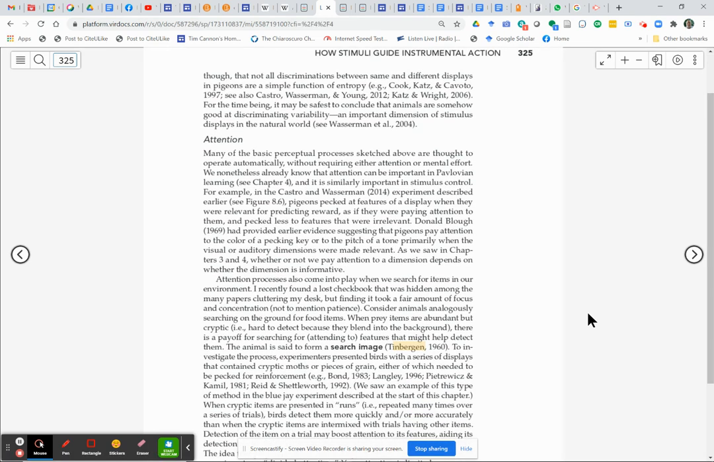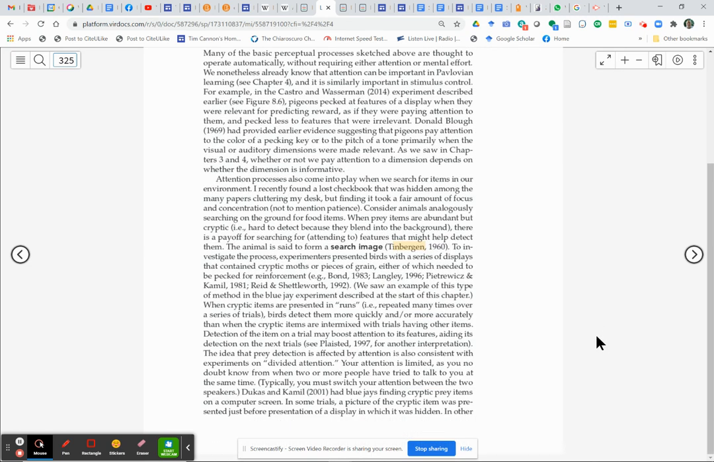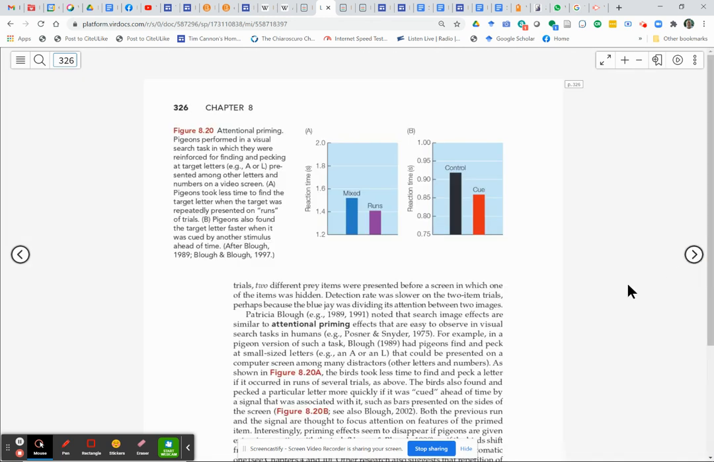And then, attention. And this is pretty amazing. Tinbergen shared the Nobel Prize with other ethologists. And here we are citing Tinbergen from 1960. And this again reminds us of the peppered moths and the jays. And we can see evidence that if you manipulate attention, you can manipulate performance on some of these.